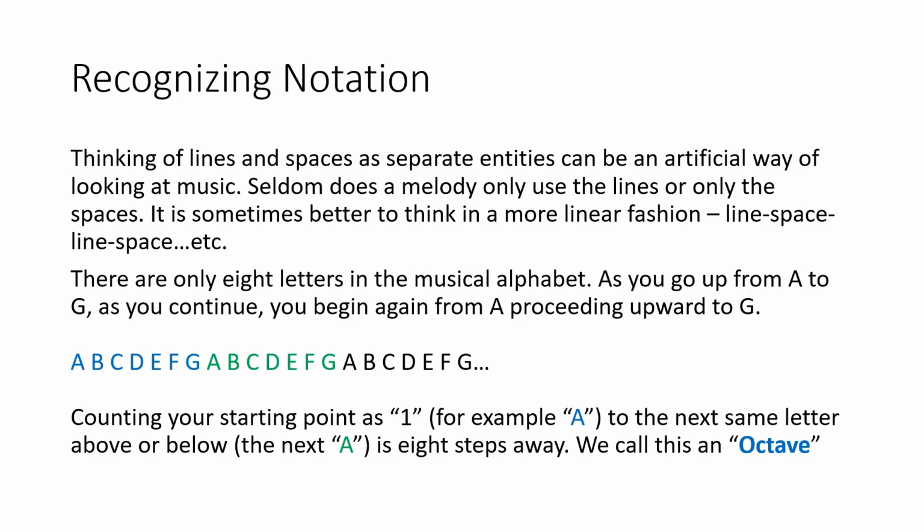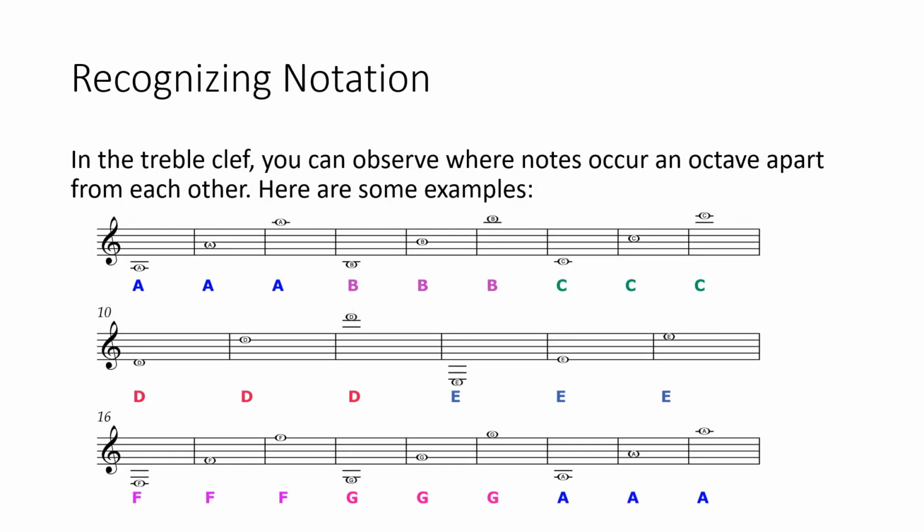There are only 7 letters in the musical alphabet. As you go up from A to G and continue, you begin with A again, proceeding upward to G again, and back to A and onward up to G. Counting your starting point as 1, for example A, to the next same letter above, or below, the next A, is 8 steps away. We call this an octave.